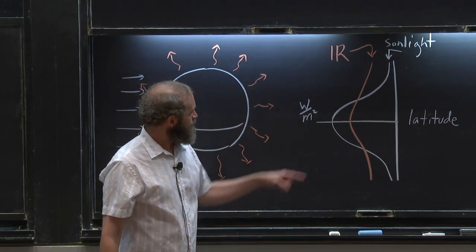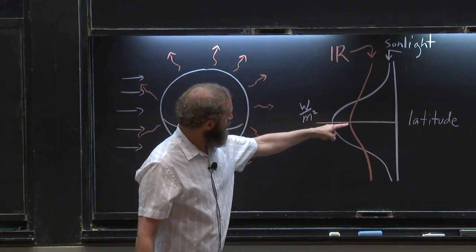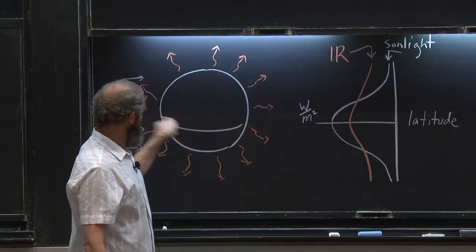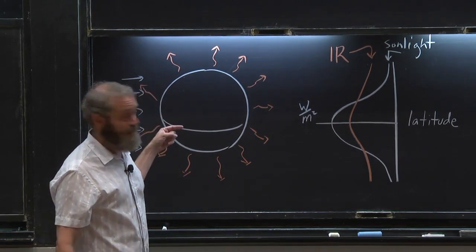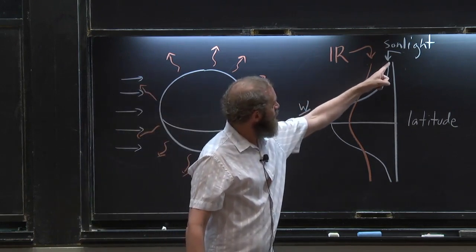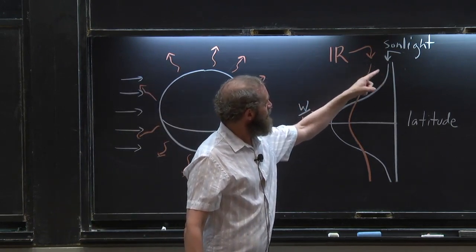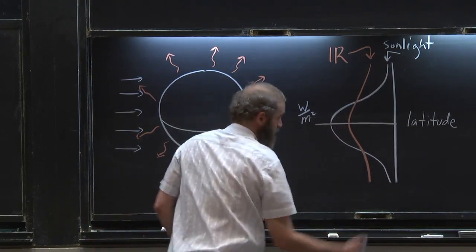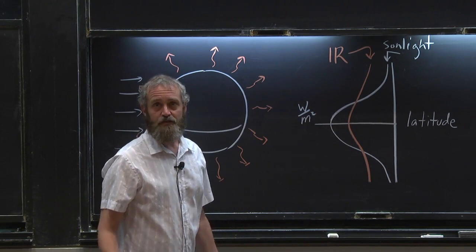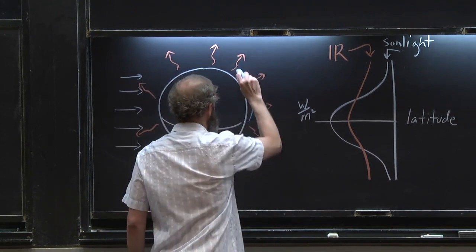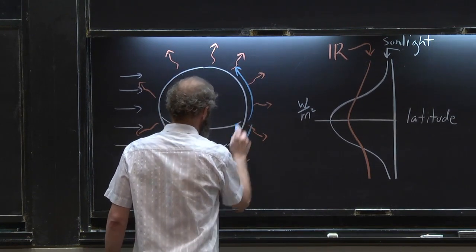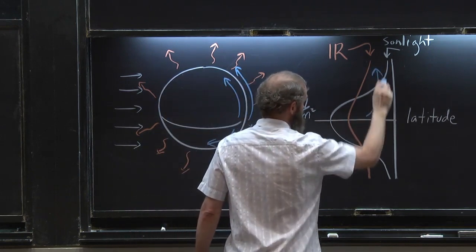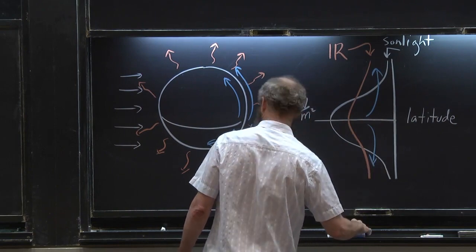But there is a deficit. It's not hot enough at the equator to drive the energy out as quickly as the sun is bringing it in, and it's not cold enough at the high latitudes for the infrared to be as low as the sunlight coming in. And the difference is what we call heat transport. It's heat being carried by the atmosphere and by the oceans from the low latitudes to the high latitudes.